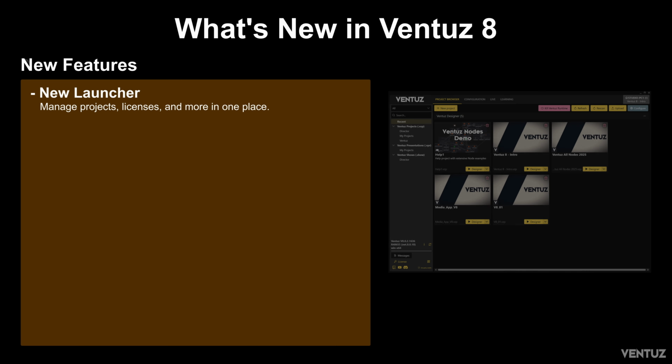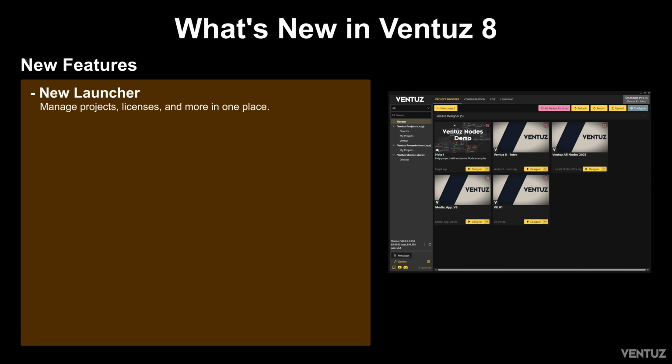The first new feature is the new launcher, which is basically a new application which allows you to have all the important things together in one place, like the license manager. You can start a runtime project, save projects, you can access the configuration and stuff like that.